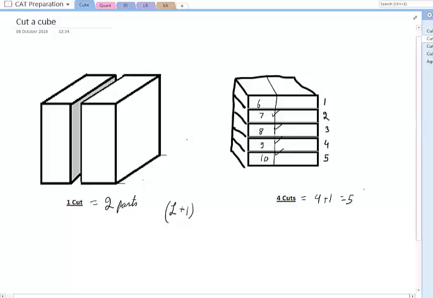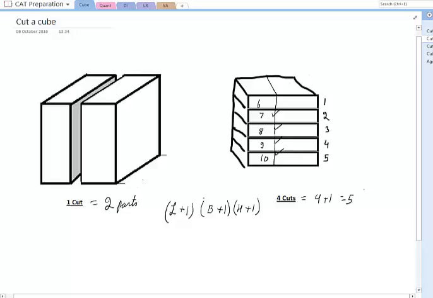And that takes us to our formula for the number of pieces if we are cutting across planes. So if you are cutting across length, breadth, and height, the number of pieces that you will get will be (L plus 1) into (B plus 1) into (H plus 1).